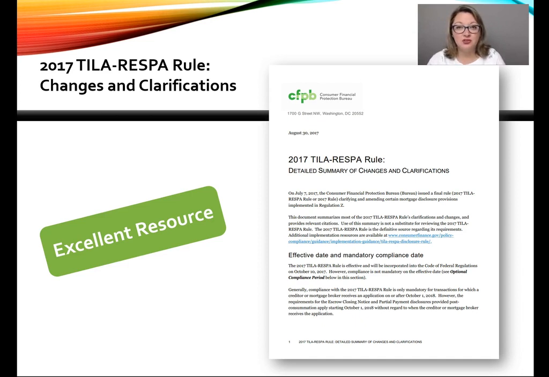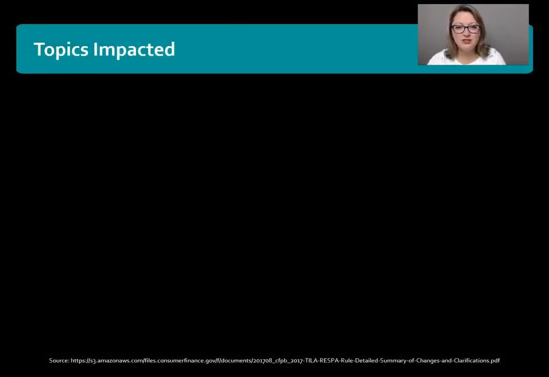And I certainly recommend that you don't use this video as a replacement for reading these clarifications. You can get this guide very easily by going to the CFPB website, or simply doing a Google search for the 2017 TILA-RESPA rule. But again, highly recommend that you read this. There's a lot of great information in here, and we're just going to go over some of the highlights that are in this update. So let's take a look at the topics impacted as part of this update.